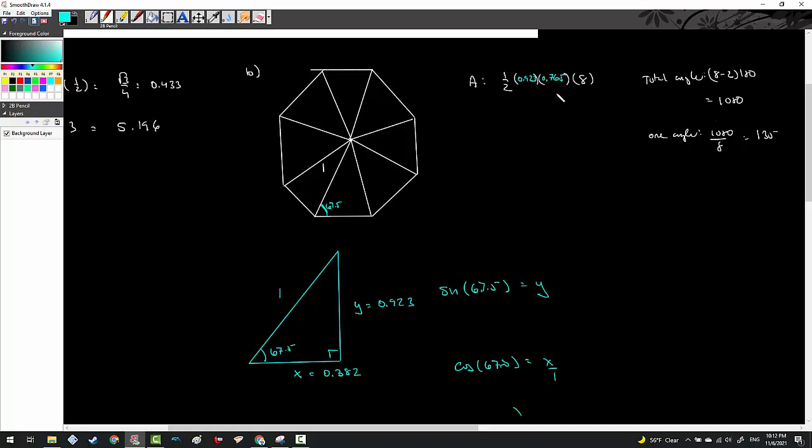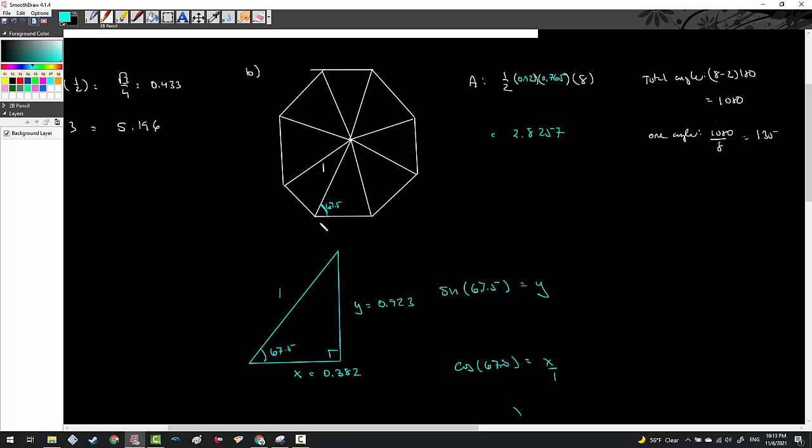0.765 right there. And let's go ahead and figure out what this is going to be. So I'm going to multiply this 0.765 by 0.923, and then I'm going to divide them in half. And then that's going to be multiplied by 8 total triangles. So that's going to be, my area is 2.8257.